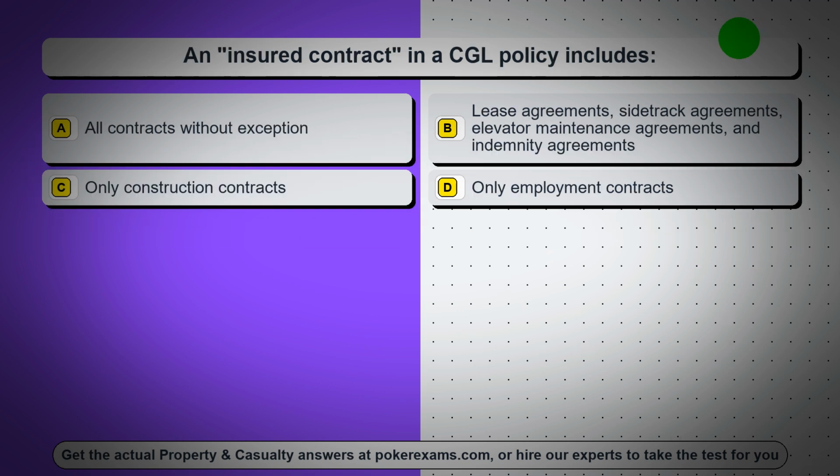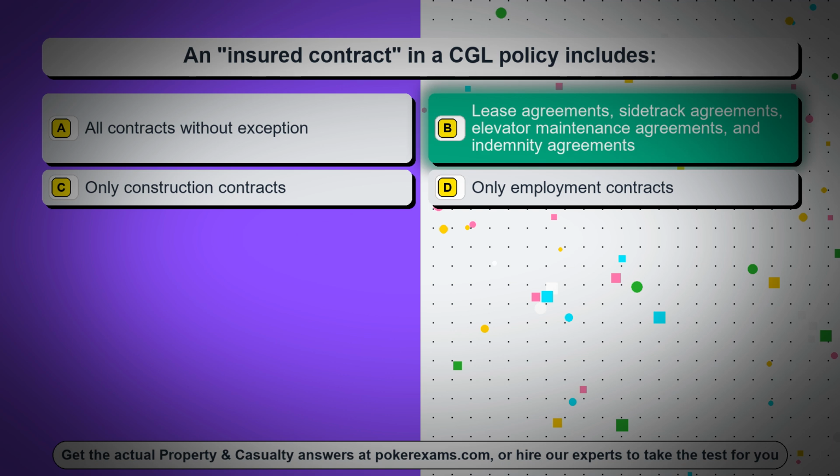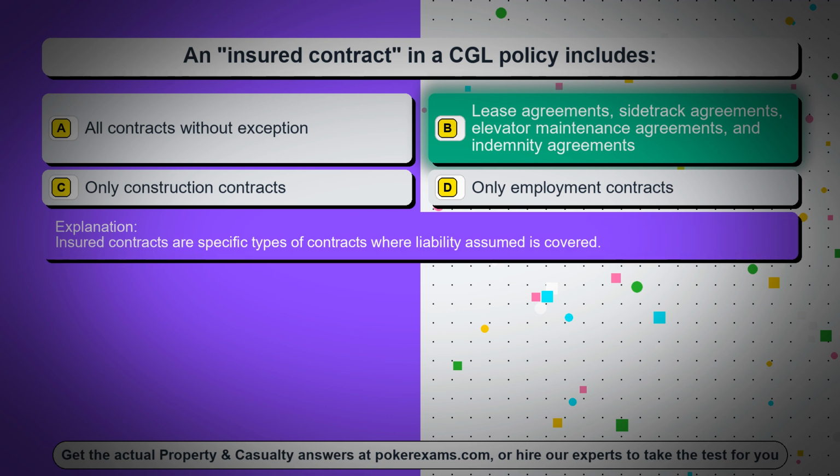Question 5. An insured contract in a CGL policy includes: Option A, all contracts without exception. Option B, lease agreements, sidetrack agreements, elevator maintenance agreements, and indemnity agreements. Option C, only construction contracts. Option D, only employment contracts. The correct answer is option B, lease agreements, sidetrack agreements, elevator maintenance agreements, and indemnity agreements. Insured contracts are specific types of contracts where liability assumed is covered.